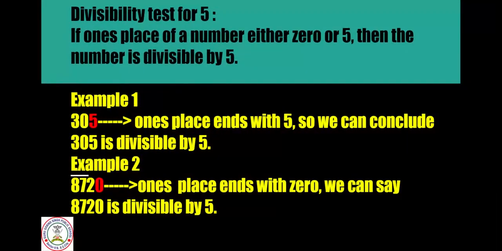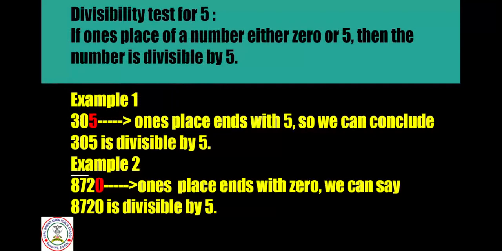Divisibility test for 5. If the one's place of a number is either 0 or 5, then the number is divisible by 5. First example, 305. Here, ones place ends with 5. So, we can say 305 is divisible by 5.